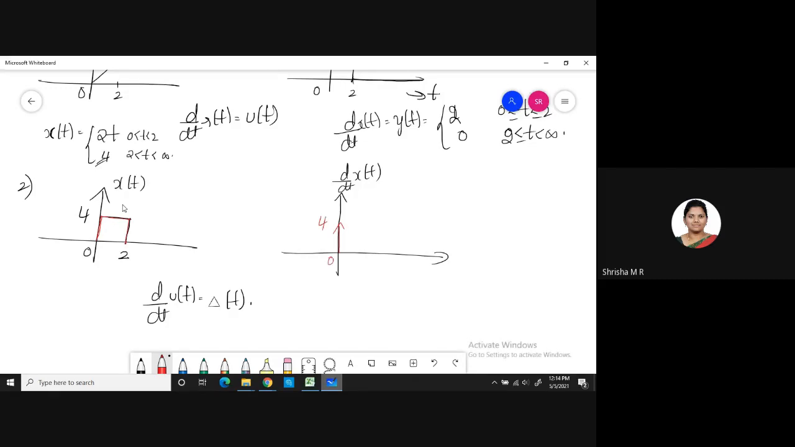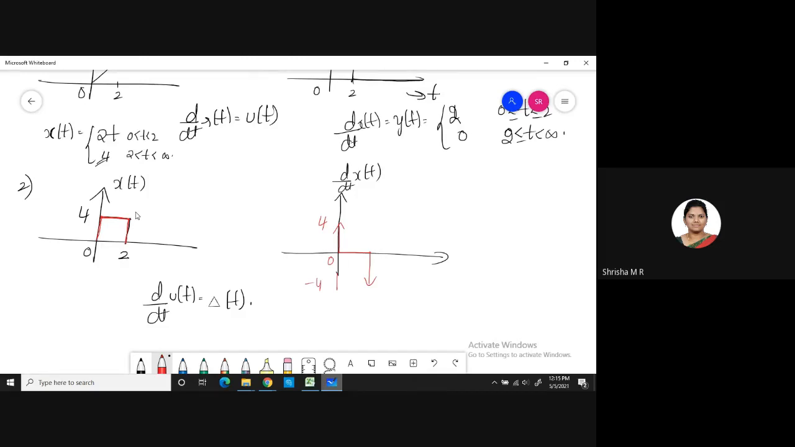Then again it's constant, right? From 0 to 2 it's a constant. As you can see here, it's a constant. So again it will come back to 0. Again at 2 it's coming back 4 steps downwards, so it's minus 4. This is the differentiation of this signal.